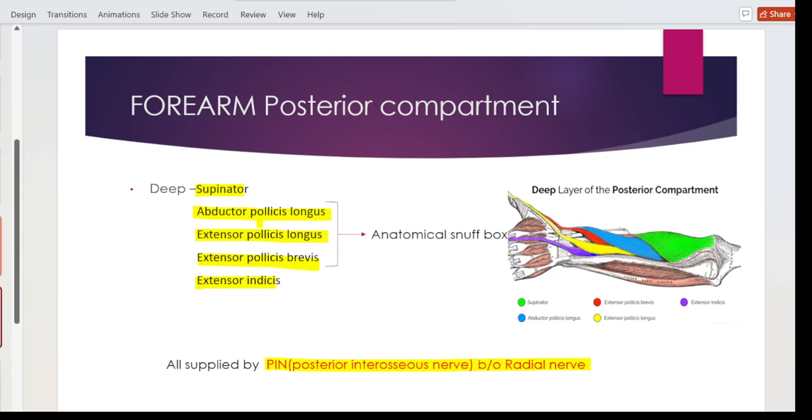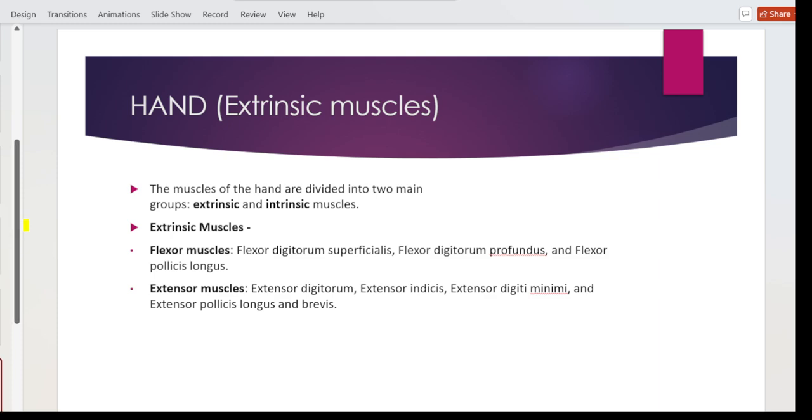Okay. Now let's move towards the hand. The hand has two types of muscles: extrinsic muscles and intrinsic muscles. First of all, extrinsic muscles come from different compartments and are present in the hand also, but the main origin is not in the hand. These are mainly the muscles of the forearm.